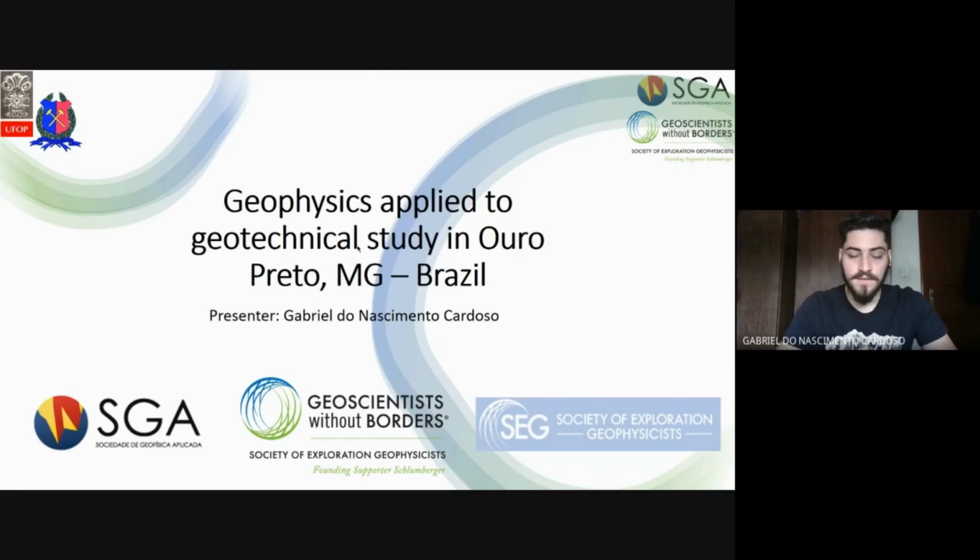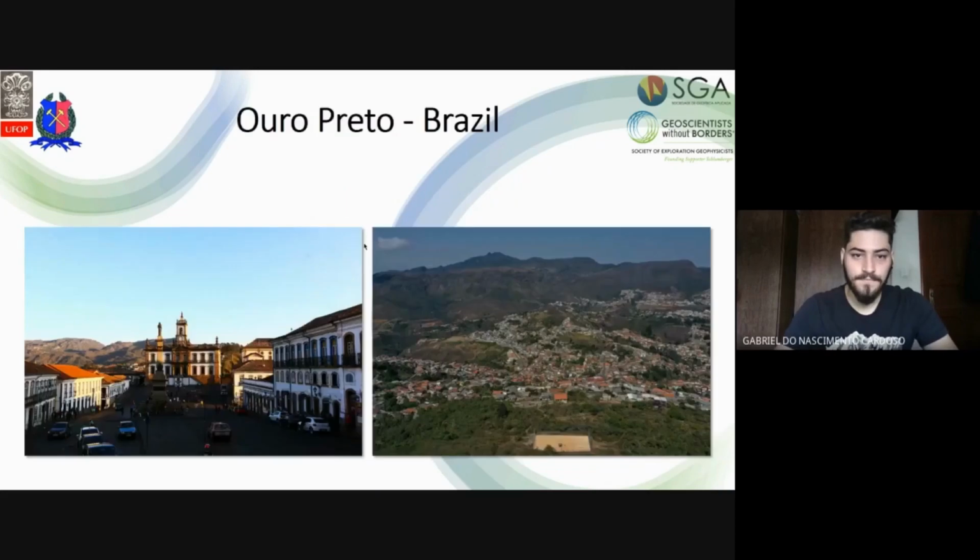And I'll be telling you a little about this project. So, Ouro Preto was founded in the 18th century under the name of Vila Rica, mainly because many explorers came to the city searching for riches through the gold mining. And nowadays, the city is considered an open-air museum since it still preserves most part of the historical center and is considered a World Heritage by UNESCO.